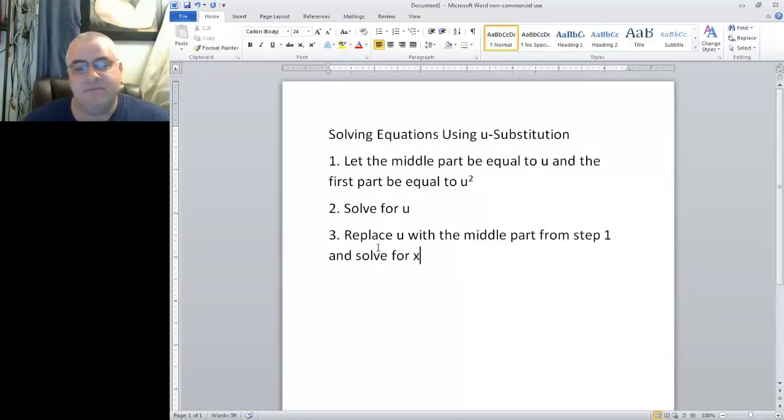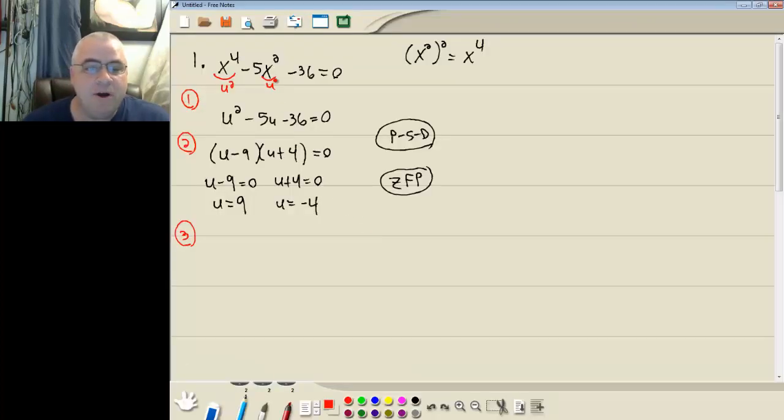Now step 3 says replace U with the middle part from step 1. From step 1, we said the middle part was the x squared. So we're going to now replace the U with x squared. Basically, whatever you specify as U up here, which is always the middle part, would be what you plug in at this point for U. And then I'm vague again. I say solve for X. That's because there'll be various techniques you'll use at this point.